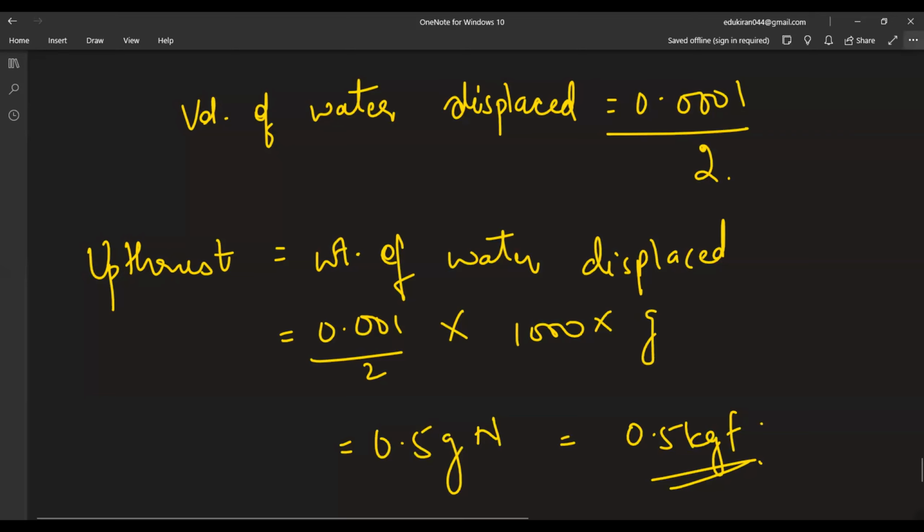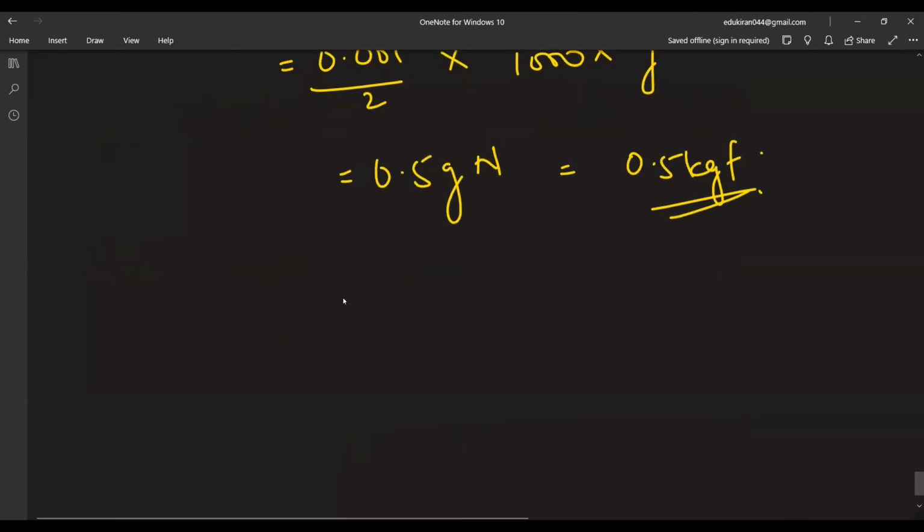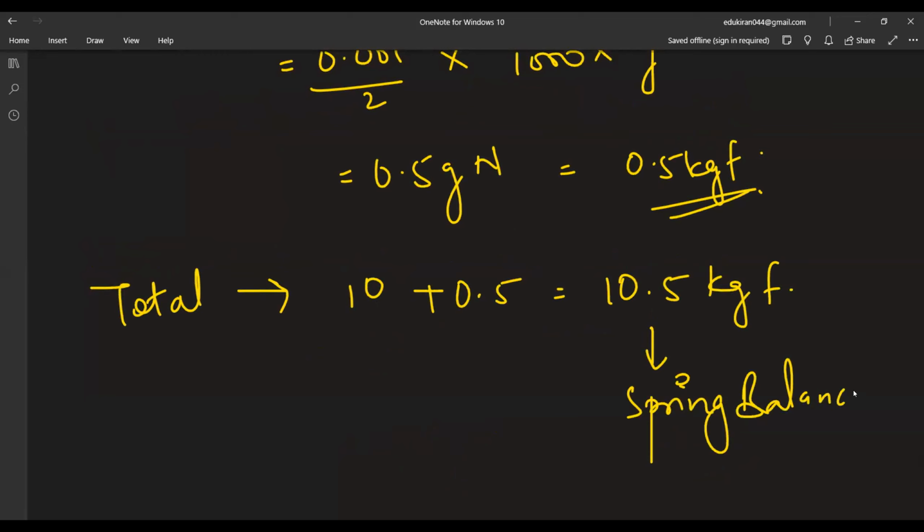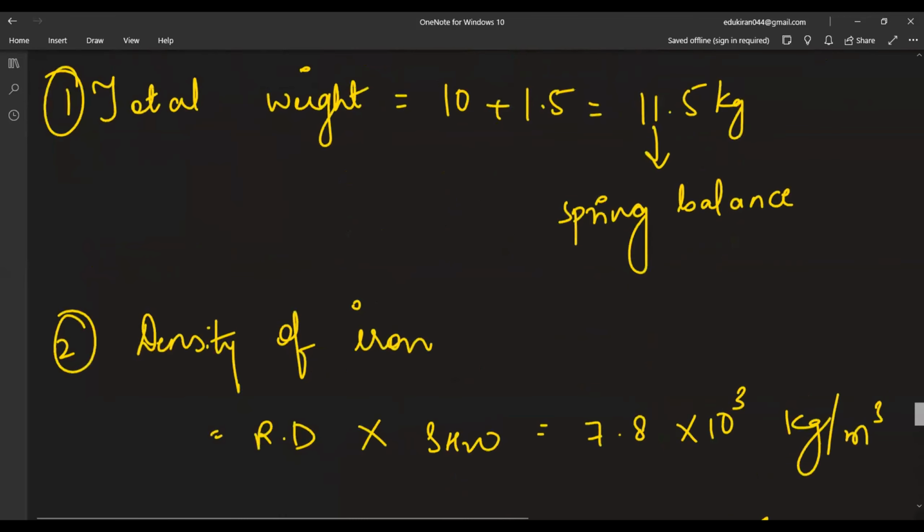If this is 0.5, then in the spring balance the total will be 10 plus 0.5, which is equal to 10.5 kg force. This is the spring balance reading. Note it down.